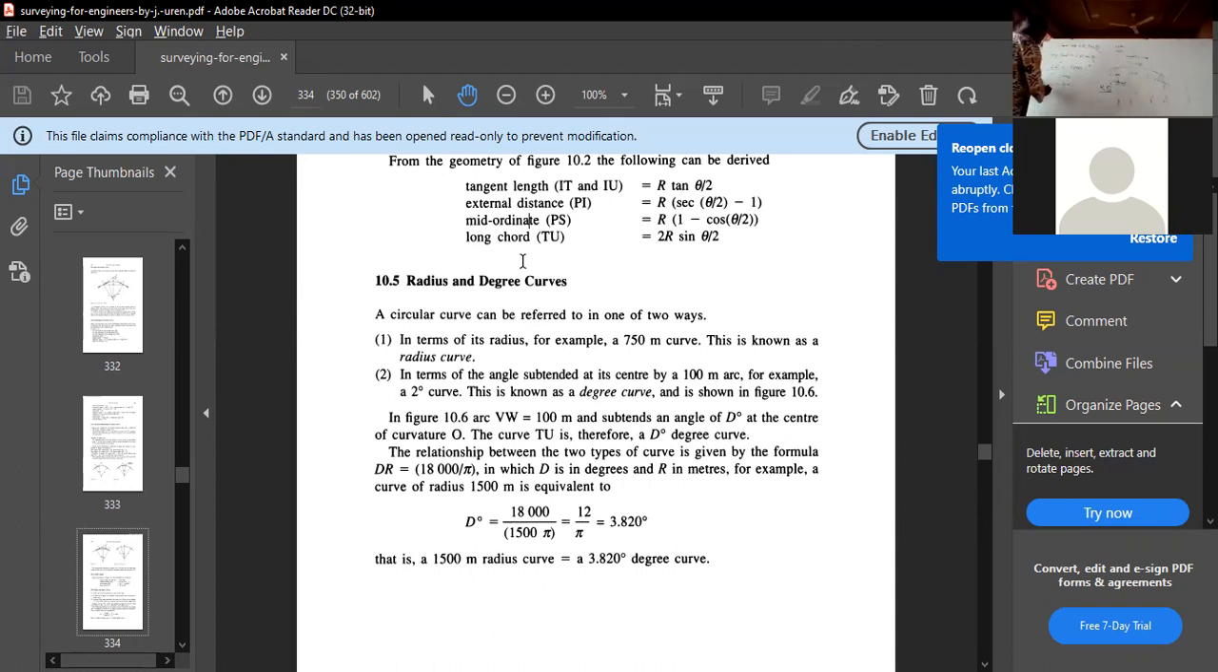So, example: if the radius of a curve is 1,500 meters, what is the degree of the curve? So, calculate it for me, guys. Those online, you can cover your screen and then do it. Don't just stare at it. Cover your screen and then work it.